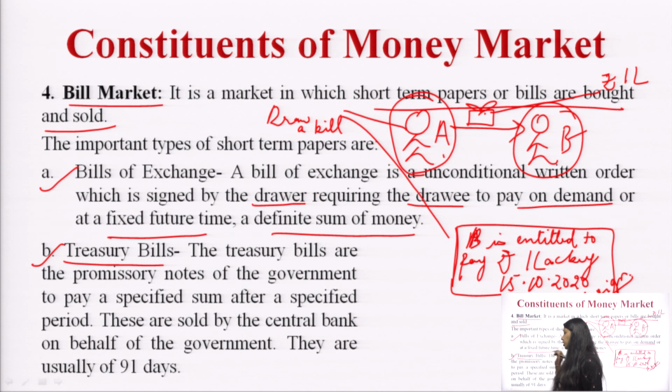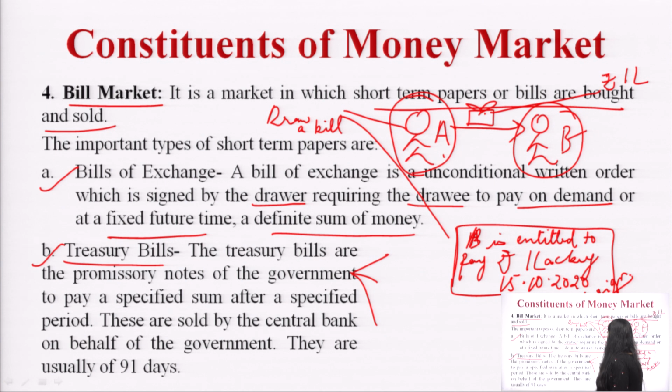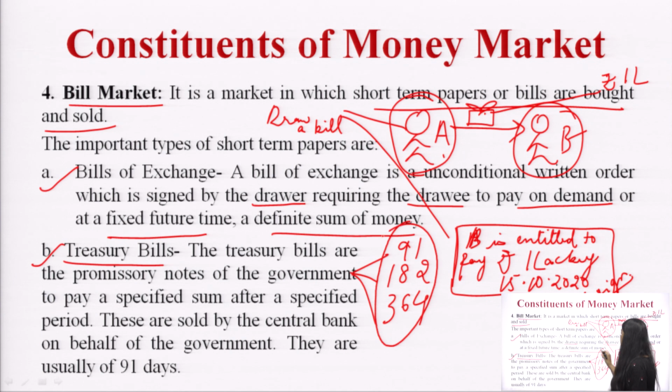Second is a treasury bill. Now a treasury bill is just a promissory note by the government to pay a specific sum of amount. Treasury bills are of three types. One treasury bill of 91 days, the other of 182 days, and the third of 364 days. What are these days denoting? These days are denoting the maturity period, when you have to return the amount.